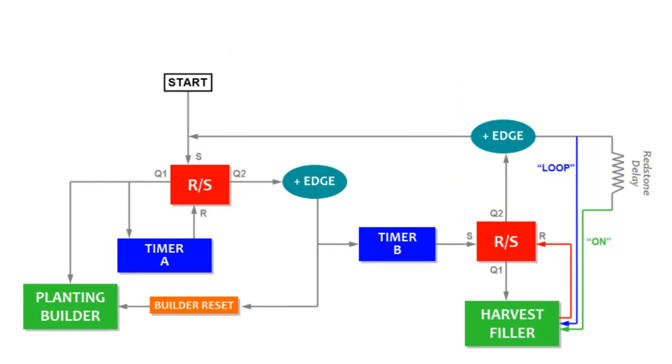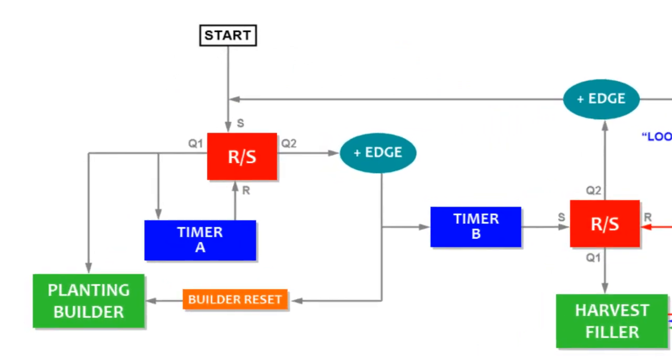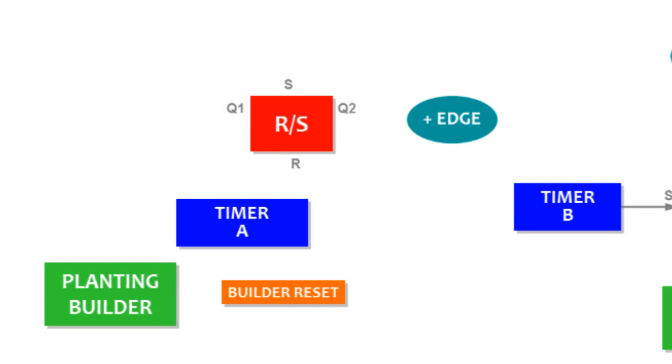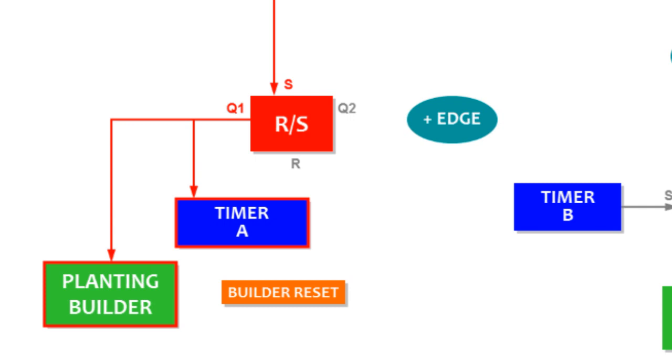Let's first key in on the planting phase of this diagram. It's probably easier just to get rid of some of that redstone and follow the redstone current as it goes through the system. If we push the start button, it sends out a redstone signal to the S input of the RS NOR latch. The S stands for set, and basically what this is doing in the RS NOR latch is when the S input is on, Q1 is on, and Q1 is an output. That output is on, and it's a steady state on. It's not a pulse, it's just on. And this initiates the planting builder and timer A.